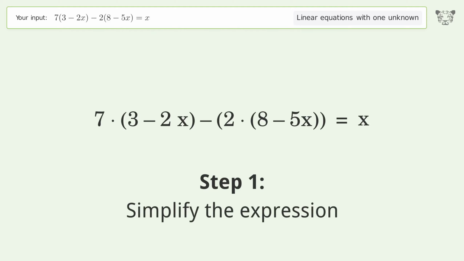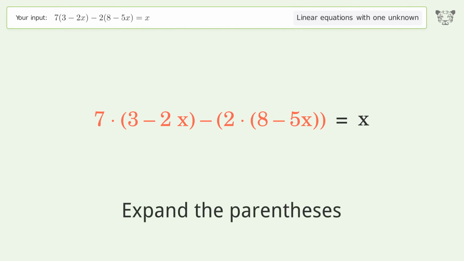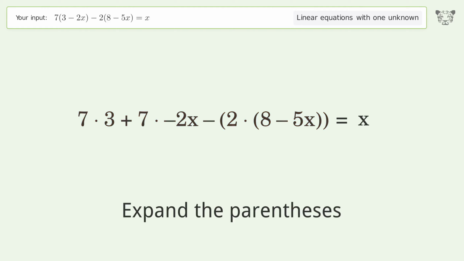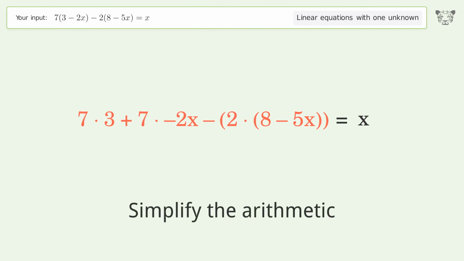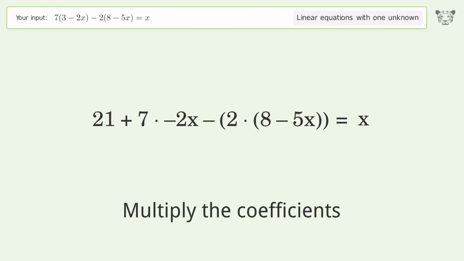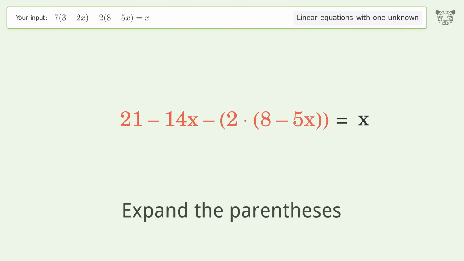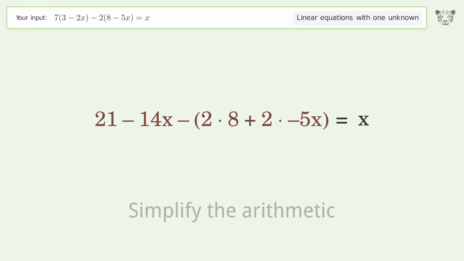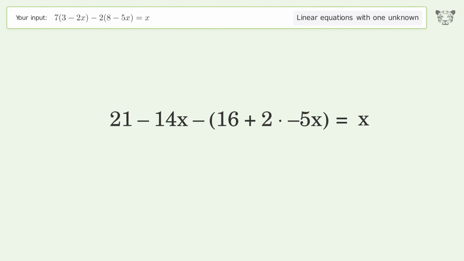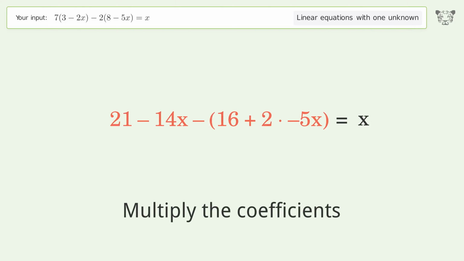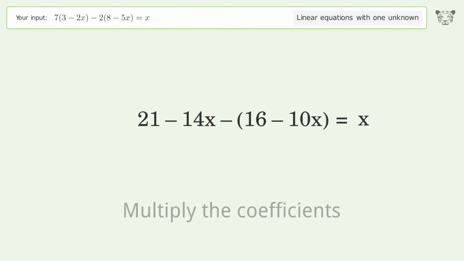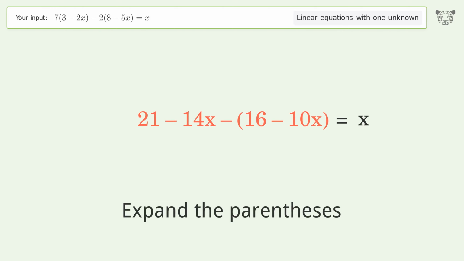Simplify the expression. Expand the parentheses. Simplify the arithmetic. Multiply the coefficients. Expand the parentheses. Simplify the arithmetic. Multiply the coefficients. Expand the parentheses.